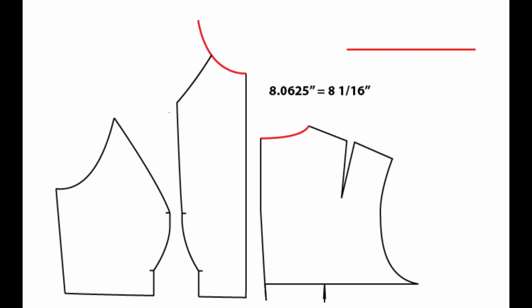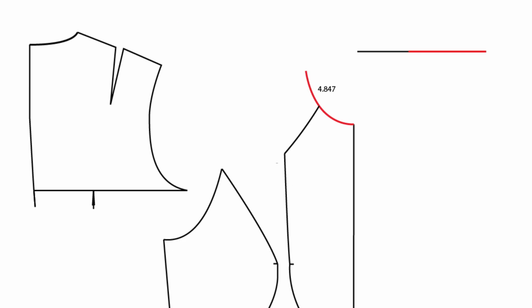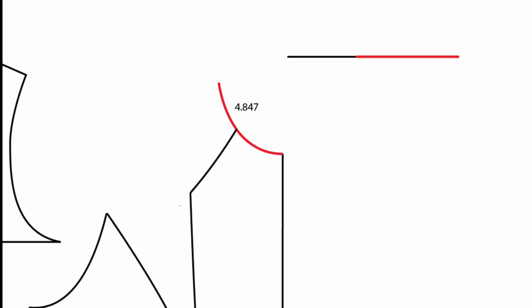And then draw a line across which is the same length as the total neck curve, that is 8 and 1/16 of an inch for my case. Next, measure from the right to the left of the line. Measure the length of the neck curve on the front of our pattern. For me, that will be 4.847 inches. Next, we draw 3 lines going up as shown in the diagram. The lines have to be the same width as the desired width of the collar that we are drawing. In my case, it is 2 inches.